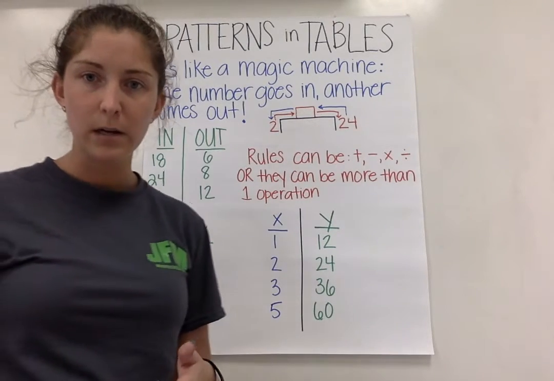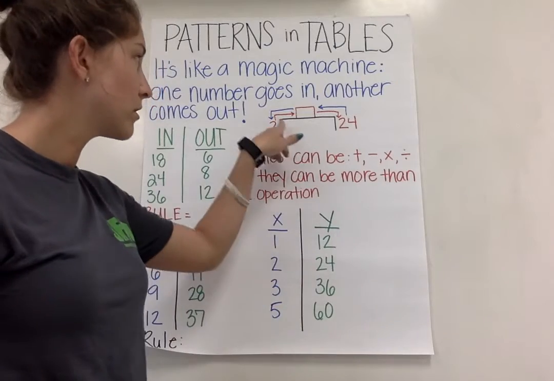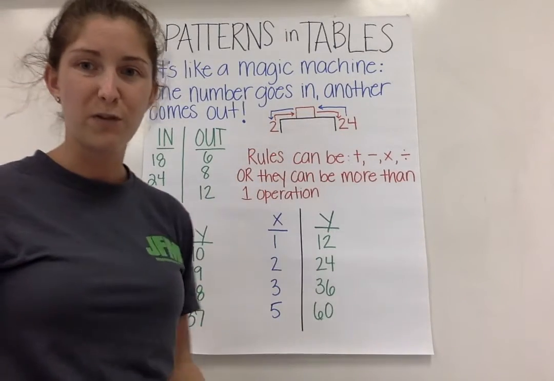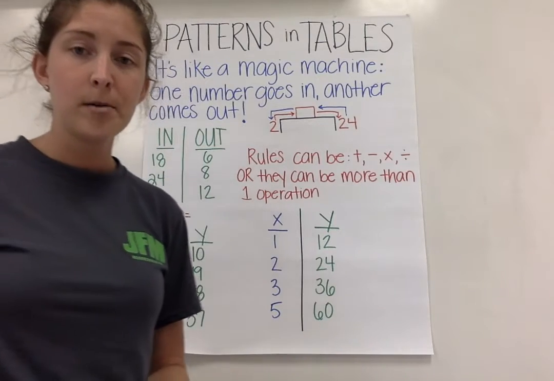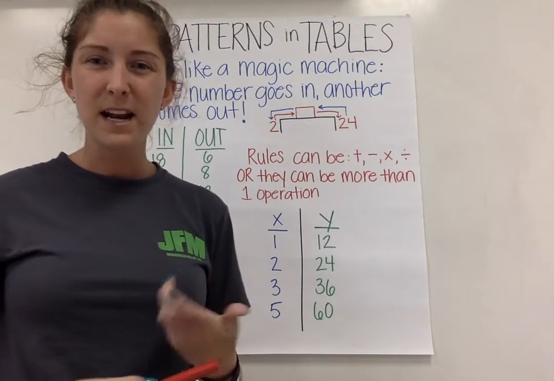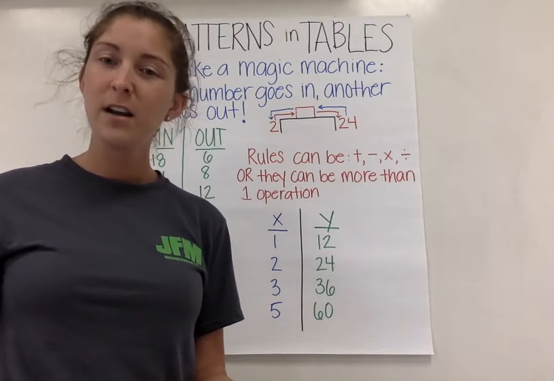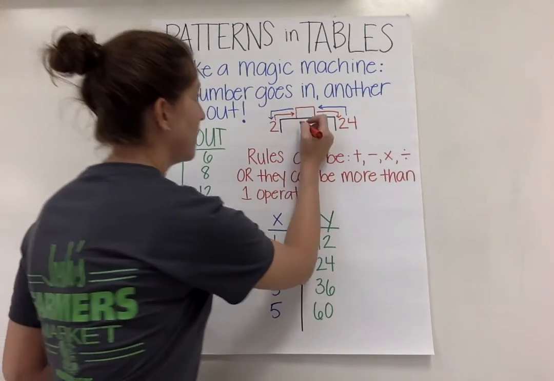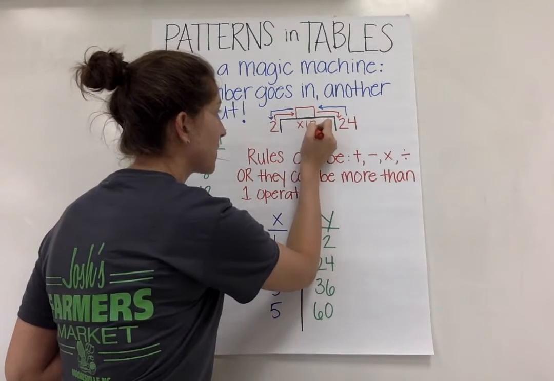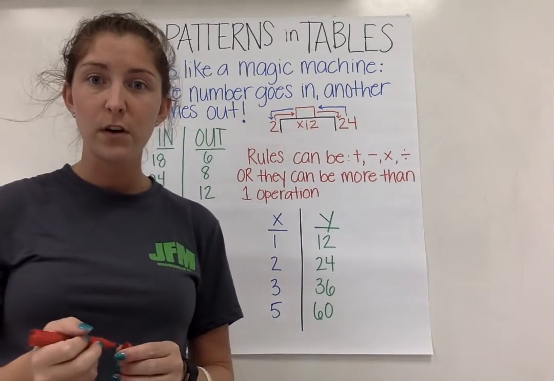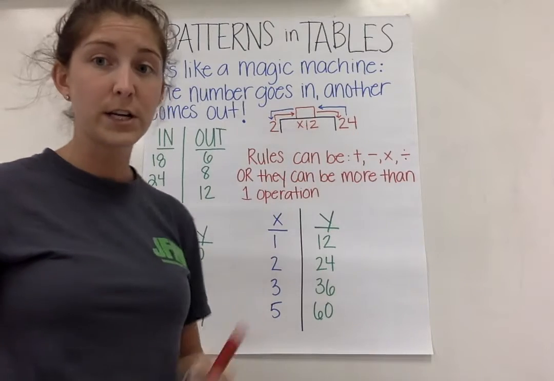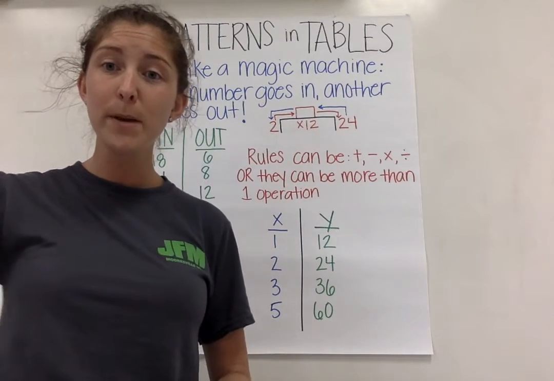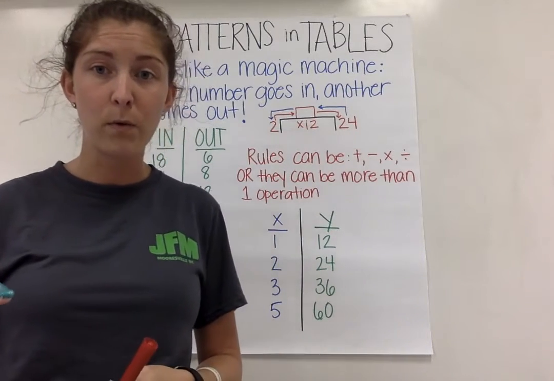All right, what do you think? What am I going to have to do in order to change 2 into 24? Add, subtract, multiply, or divide? Let's start there. Well, is there anything that I can multiply 2 by to get 24? Yeah, I can. I can multiply by 12. So the first thing for this example is I'm going to multiply 2 by 12 to get 24, and that would be my pattern going through my table.